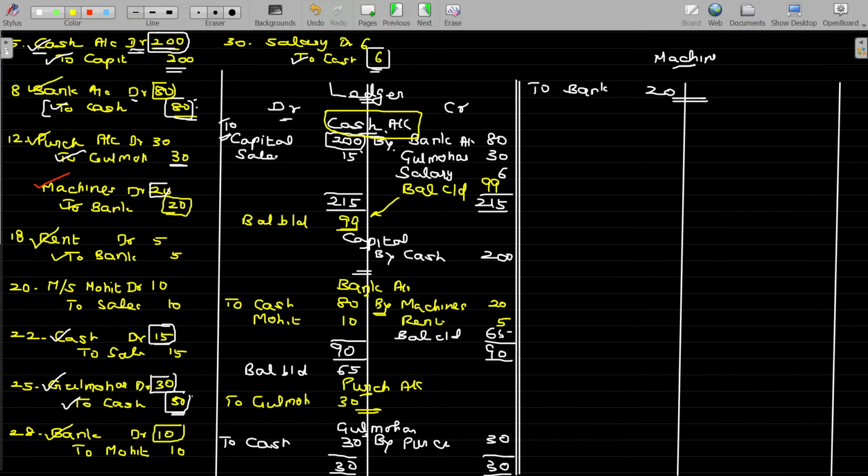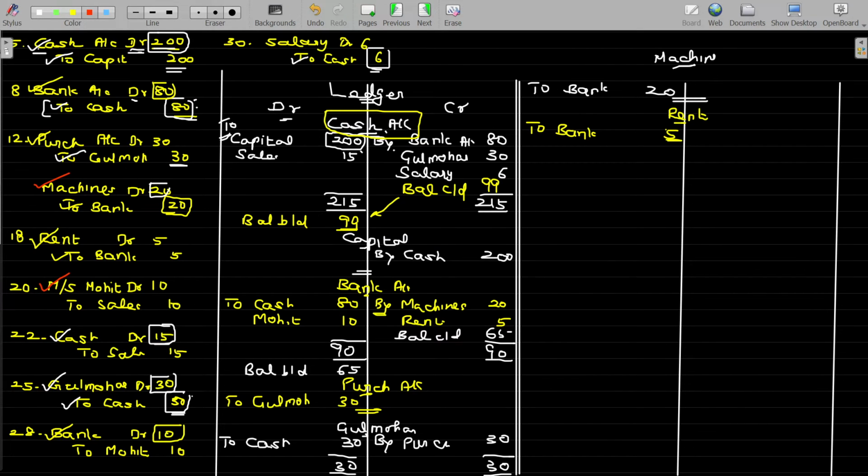Then I will go for the rent. I have to open the rent account now. Rent account. The value being to bank, 5 rupees. That's all. Only one item. No need to tally that.